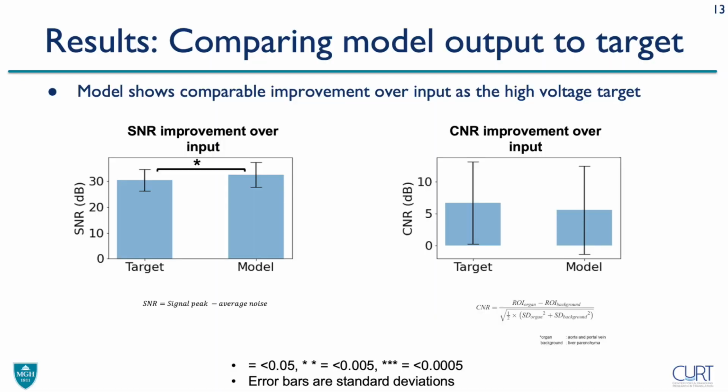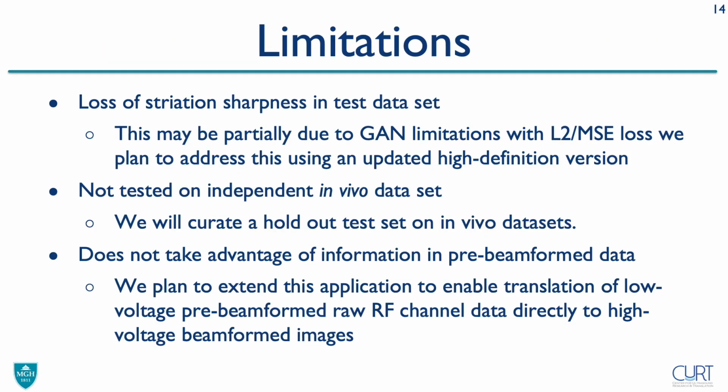These plots show the signal-to-noise ratio or SNR and the contrast-to-noise ratio or CNR improvements over the low voltage input across the entire test set. And we see that the model has a comparable SNR and CNR improvement as the target. The large standard deviation bars in both the target and the model are due to the large variations in images tested. The limitations we found in our study were the loss of striation sharpness.